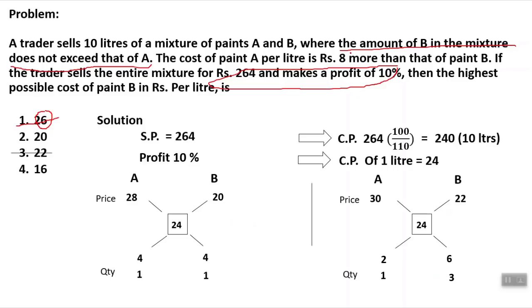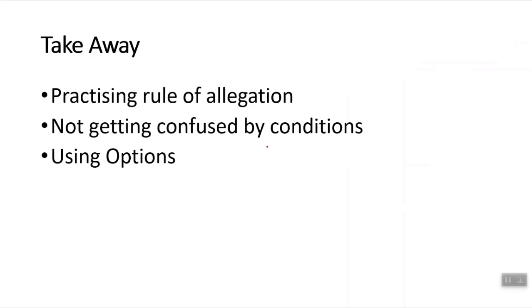Does that satisfy this condition? The amount of B in the mixture does not exceed that of A? Yes, indeed, it does. So the correct option is 20. The answer is 20. So what is the learning from a question like this?